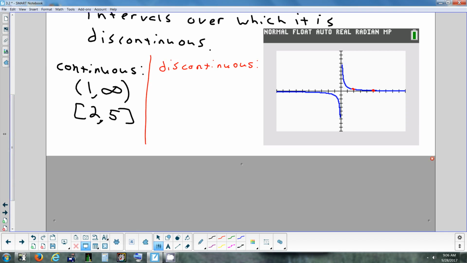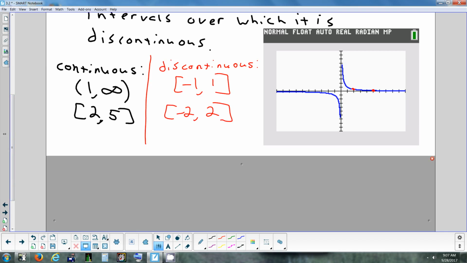Can somebody give me an interval that would be discontinuous? Leo? -1 to +1? Yep. Open, closed, half open. It really doesn't matter, but what do you want to do? Closed. -1 to +1, including -1 and +1. Okay, that is a discontinuous interval. Can somebody else give me one more discontinuous interval? -2 to 2, sure.